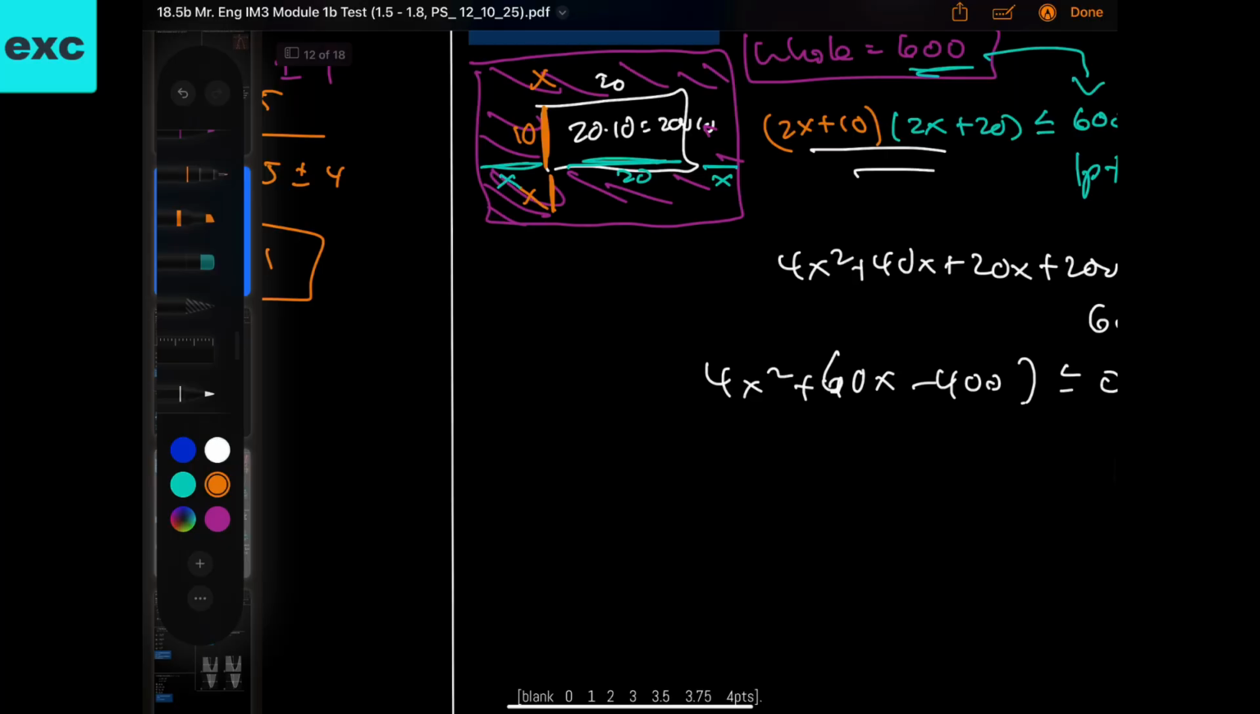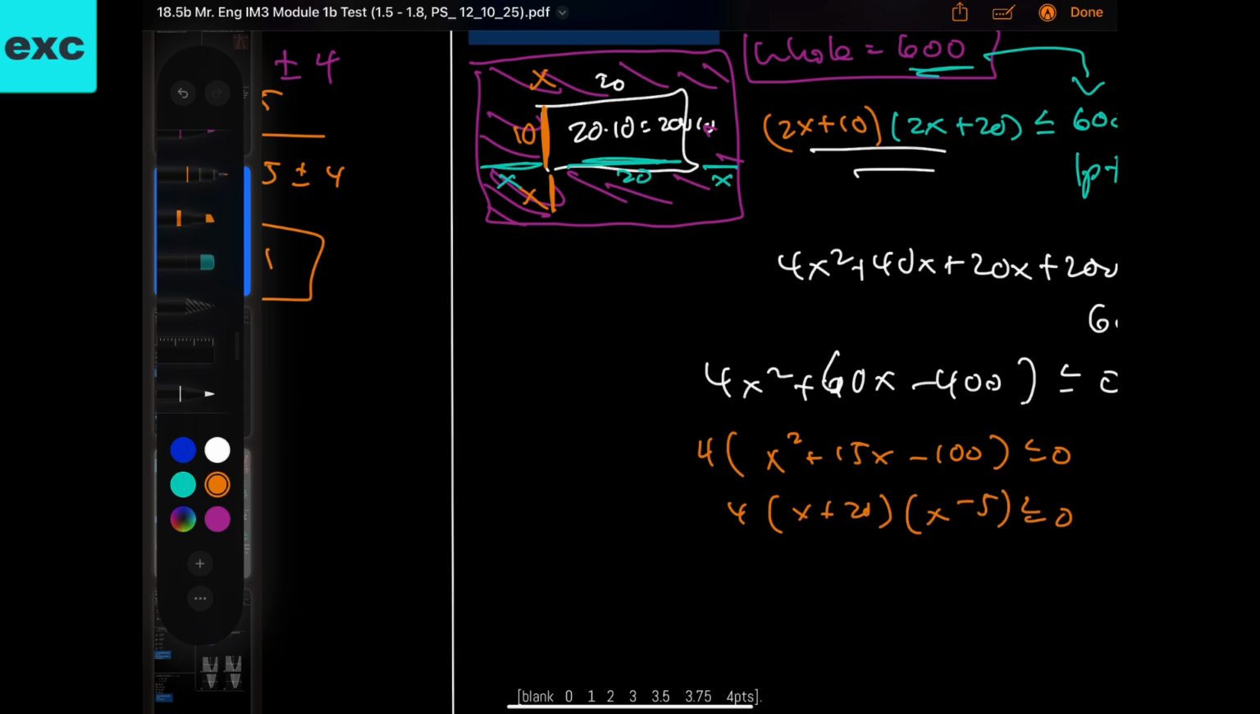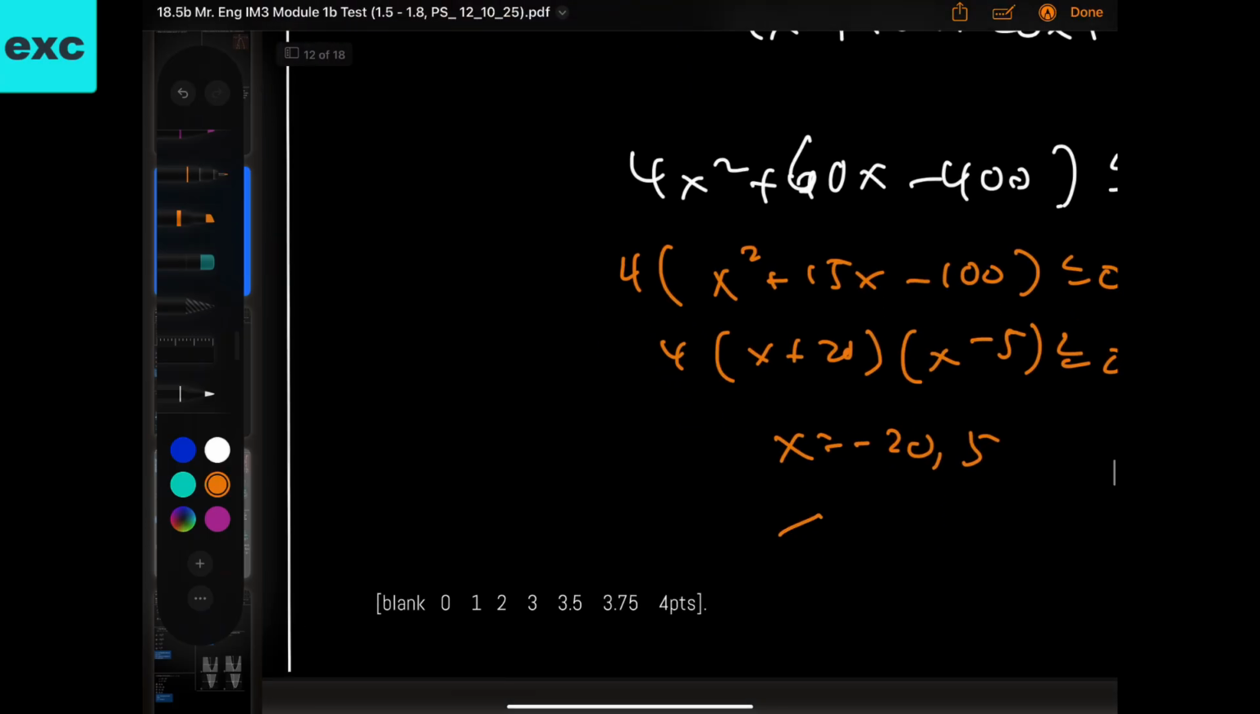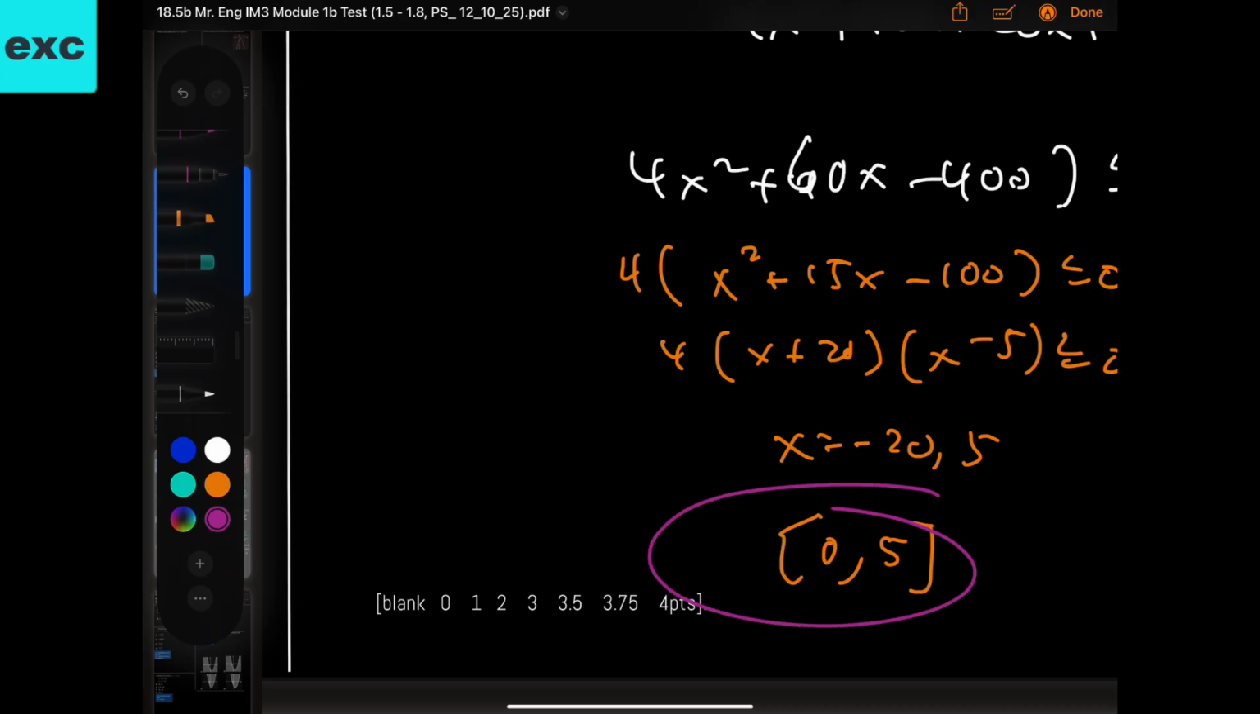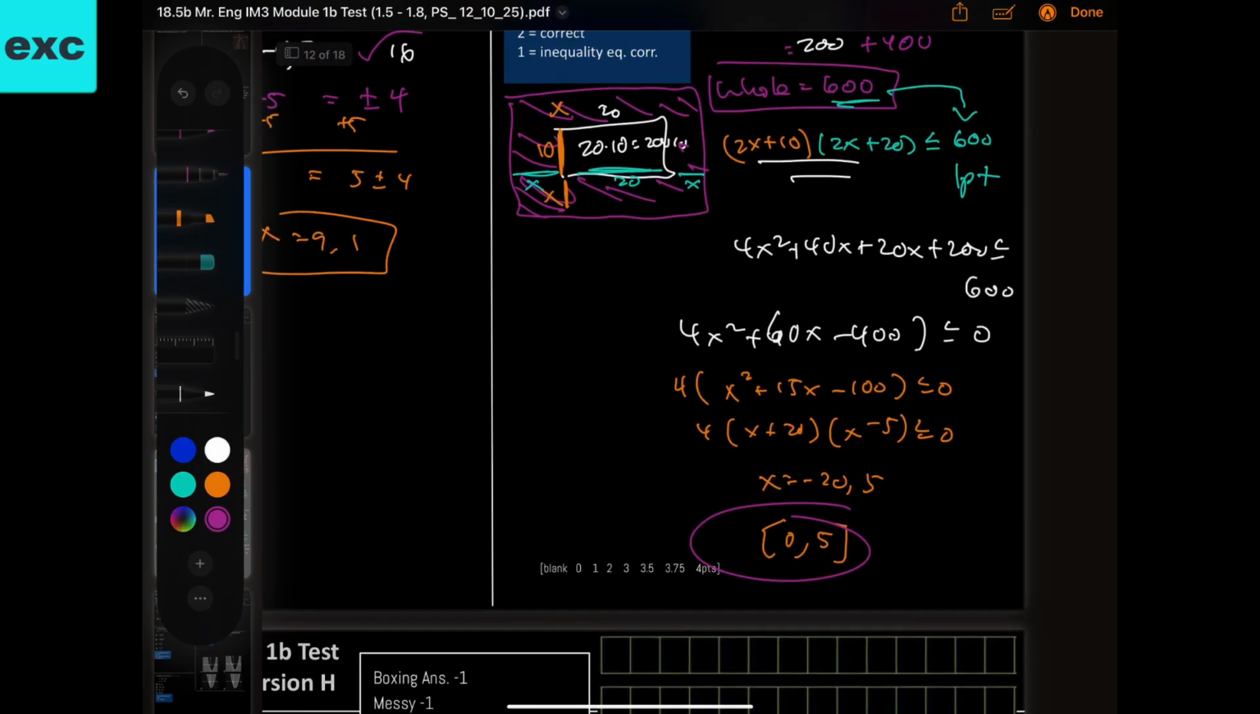Then if you take out a 4, greatest common factor of 4, and then if you factor it, you would have gone x plus 20 and x minus 5. So my solutions are -20 and 5, but you can only go between 0 and 5 as my answer. Okay, so 2 points if you can get that and show us all the work. We'll see you guys there.